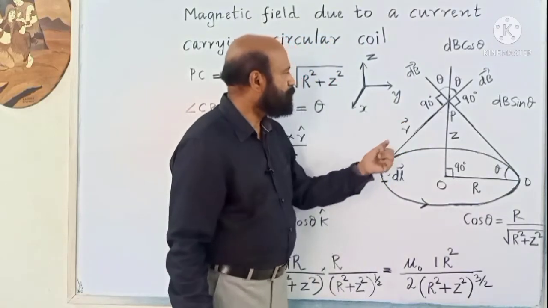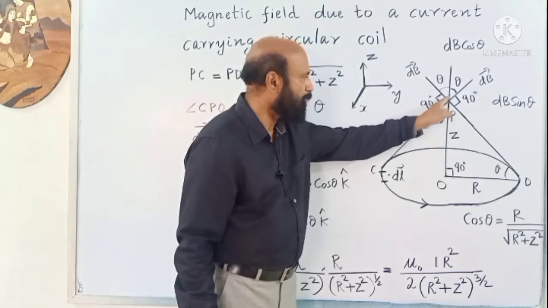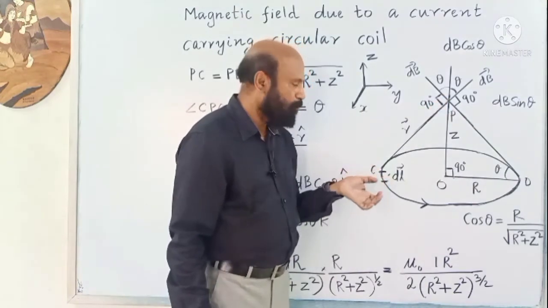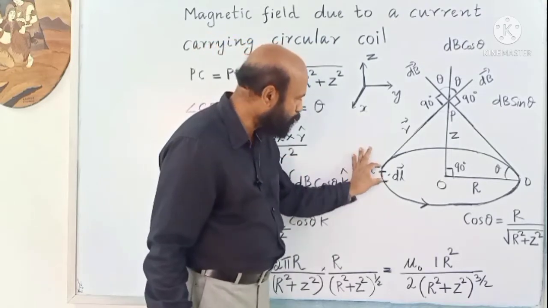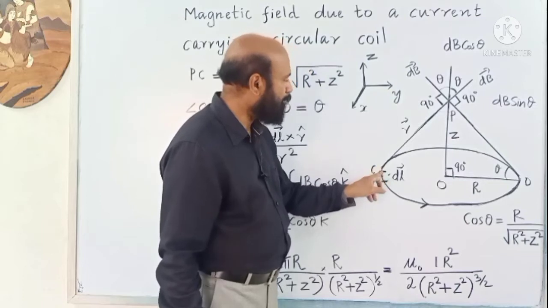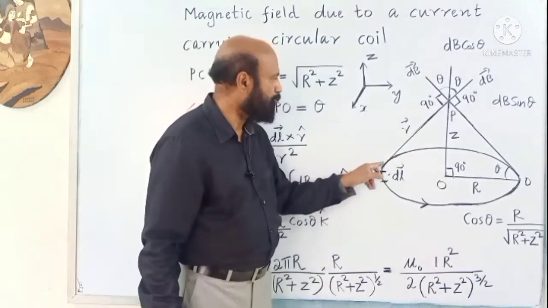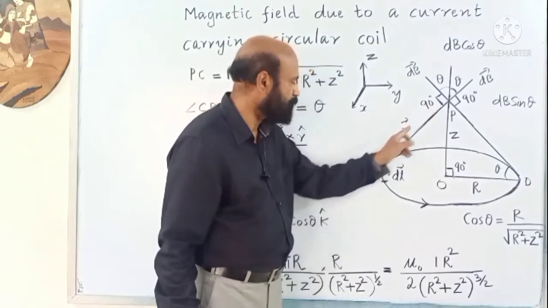To find the magnetic field at a point on the axis, we have to apply the Biot and Savart law. For that, we have to consider a small current element of length dl. Then join the current element to the point. That distance is r, so we can consider it as a vector r.